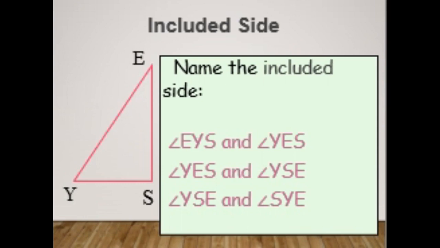Name the included side in this given figure. First, angle EYS and angle YES. The included side is, alright, side YE or line segment YE. How about angle YES and angle SE? All right. Side ES. How about angle YSE and angle SYE? All right, very good. Side SY.